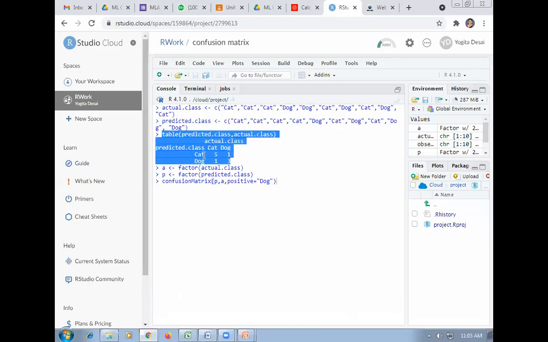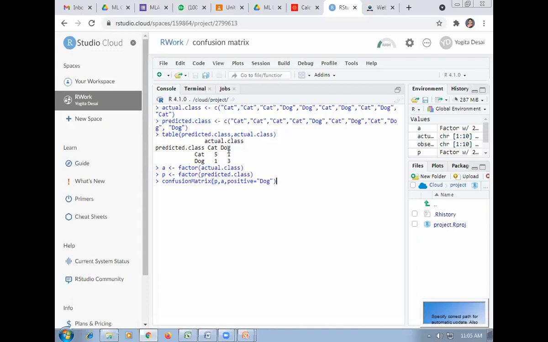Now we have to form the table. The table can be formed with a simple command: table, predicted.class and actual.class. While preparing the confusion matrix, 3 parameters should be passed: predicted class, actual class and positive. Now why have we given the names P and A? Because for the confusion matrix parameters we need to consider the factor of predicted class and the factor of actual class. So P is nothing but the factor of predicted class and A is nothing but the factor of actual class.